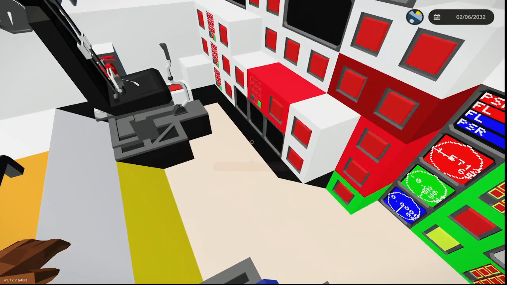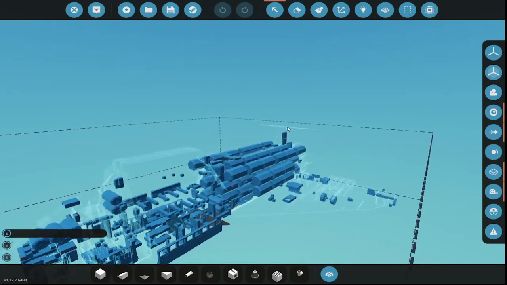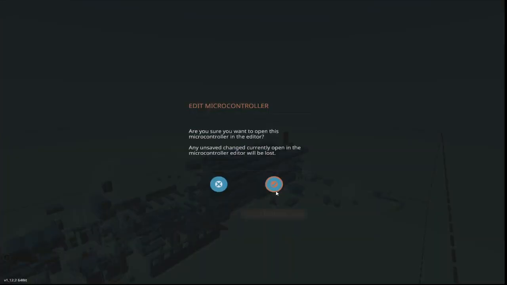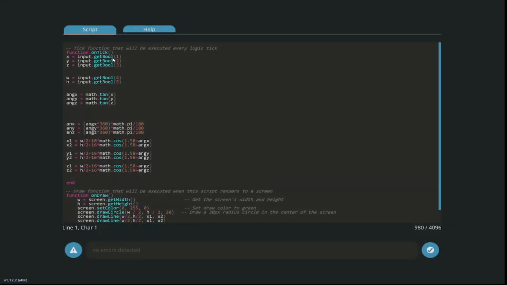Oh, whoops. I wrote the code wrong. I said get bool. Should have said get number. All this has to be changed. Bool is on off.